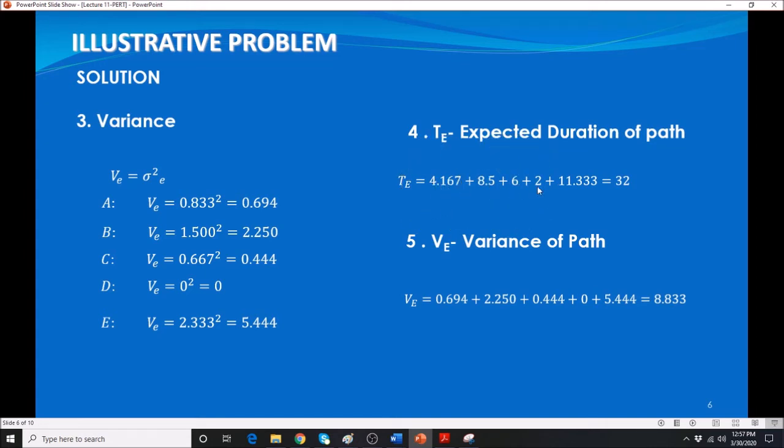So the expected duration, that's your fourth step, is just adding up the individual expected duration in each of those activities. In this case, we add up all the small t e, and it gives us the expected duration of the project, which will be 32 days. And the variance of the path, or the variance for the entire project, is just the sum of the individual variances of each given activity.